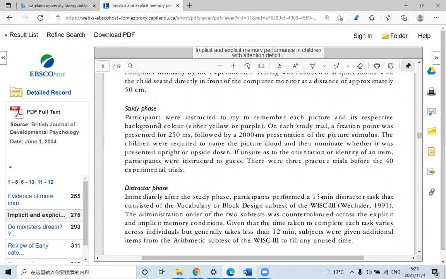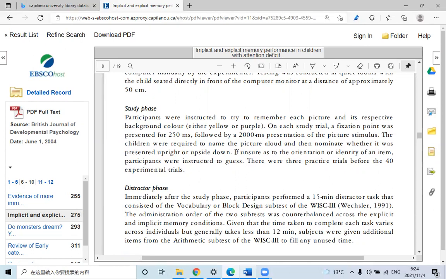What happens in the study phase? Participants were instructed to try to remember each picture and its respective background color, could be yellow or purple. On each study trial, a fixation point was presented for a brief period of time, followed by 2 seconds presentation of the picture, the target picture. The children were required to name the picture aloud, then nominate whether it was presented upright or upside down.